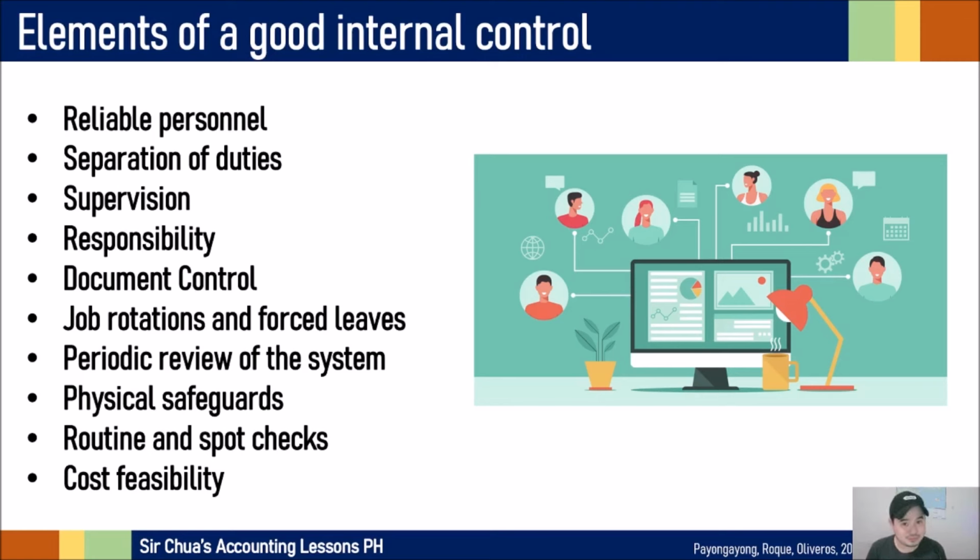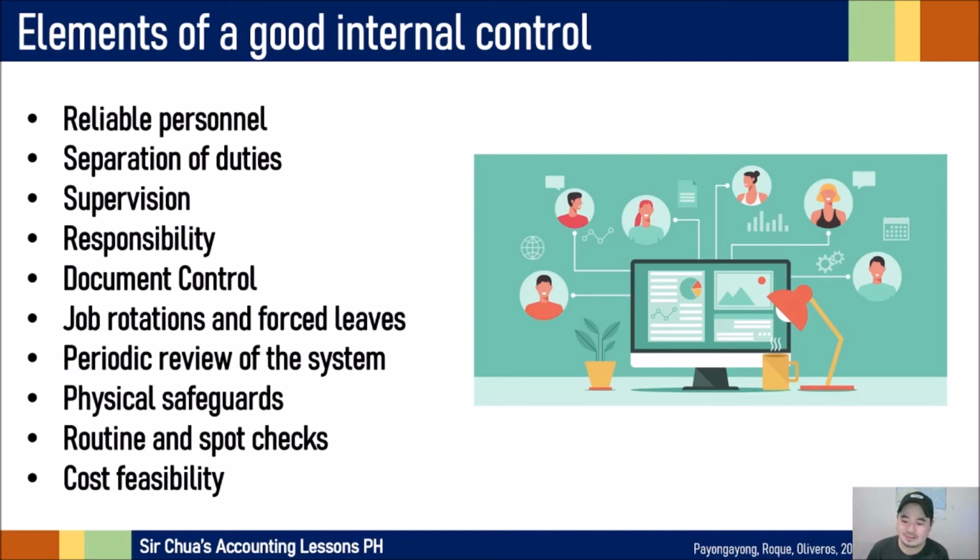Supervision, there is an overseer, and then there is a proper delegation of responsibility, there is a control on documents, and then, wag laging yun ang trabaho. I-rotate natin. Tapos, nagkakaroon din ng forced leaves, no? Para habang naka-leave siya, chine-check mo yung gawa niya. Parang gano'n, no? And then, periodic review of the system by the internal and external auditors para makita natin if the controls that you have placed are really working effectively, right?